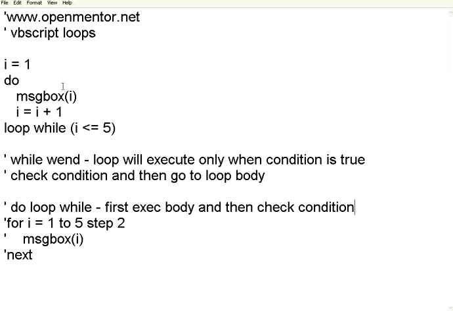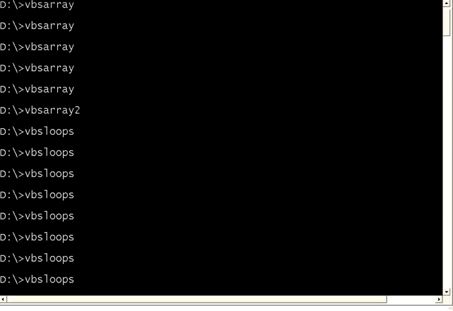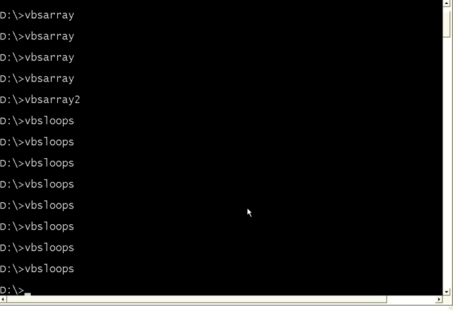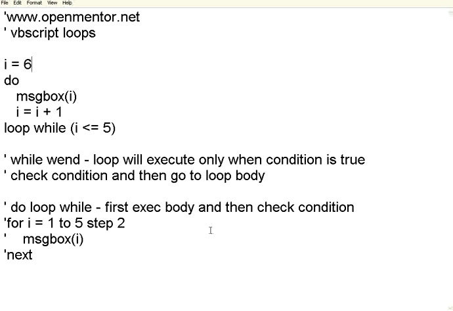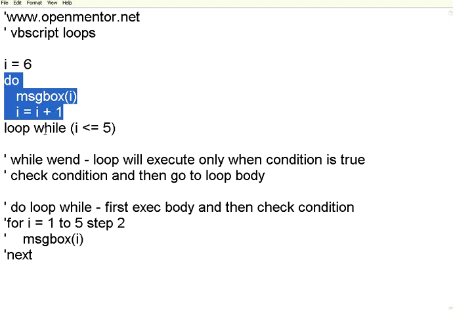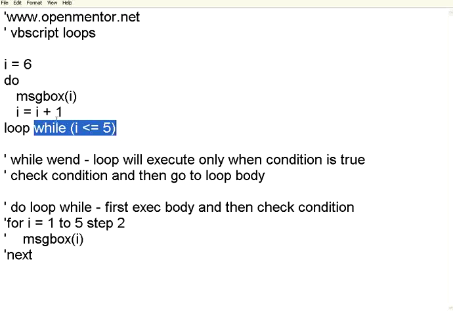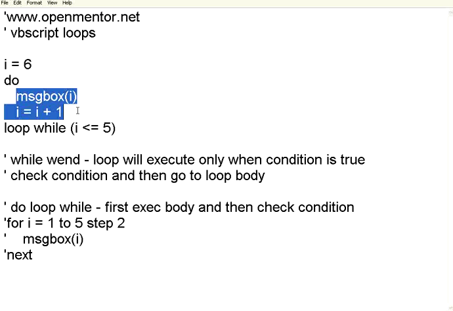For example, I have initialized I equal to 1. So right at the first shot, I is less than or equal to 5. Now let me make I equal to 6. Let me execute this. When I execute this, it executed once. So in do loop while, first it will execute the body, then it will check the condition. So even if the condition is false right at the first shot, it will still execute the body. That's the difference between while wend and do while.